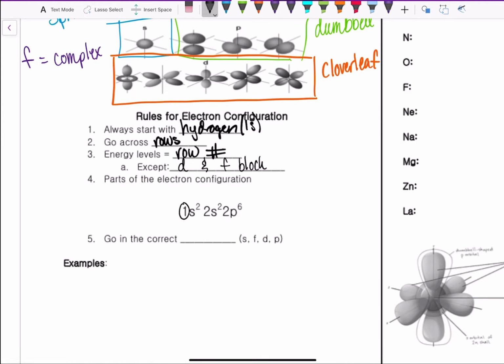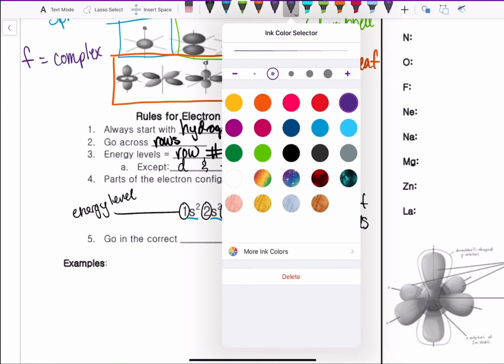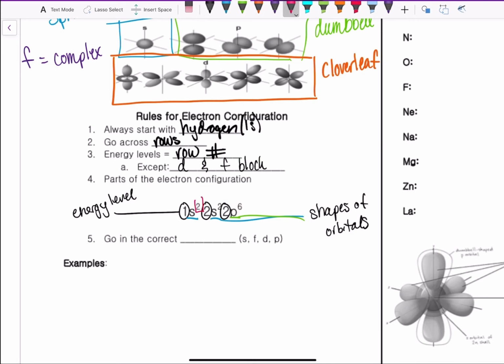So this number out front, this is the energy level. Tells you how close it is to the nucleus, how much energy is in there. And the next thing we see, whether it's s or p, d or f, these are the shapes of the orbitals. Then the last thing we see, this tiny number at the top, these are the number of electrons in each of those orbitals.